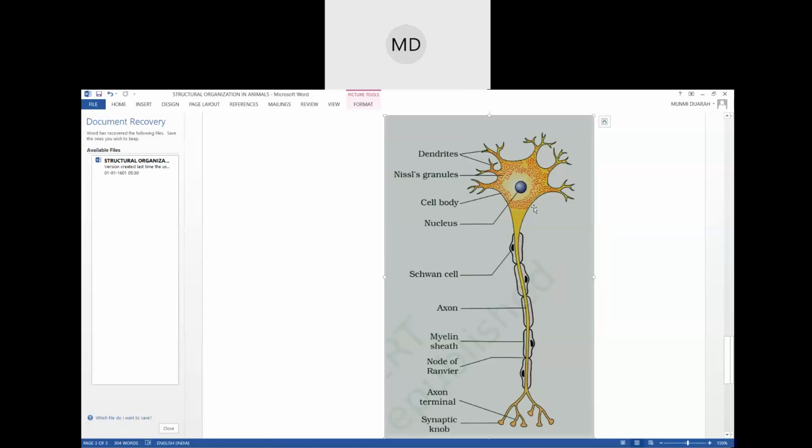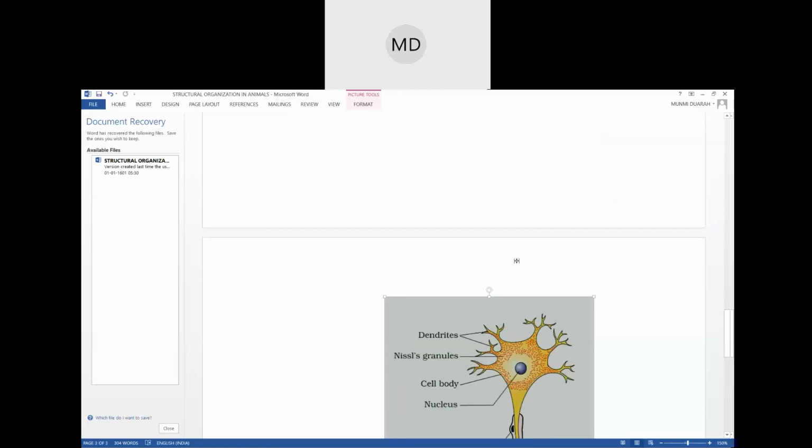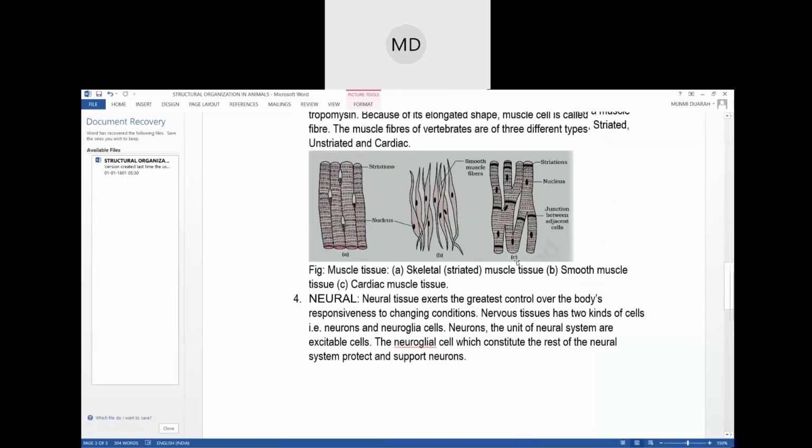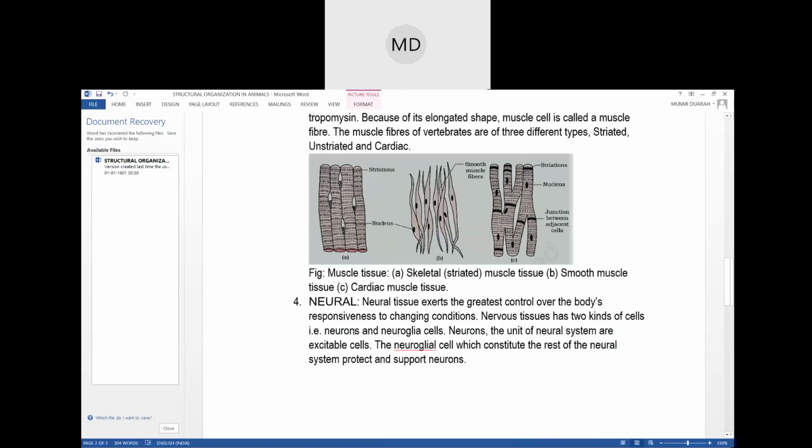Okay, and there are different types of neurons also. In some neurons, dendrites are fewer, and in some neurons dendrites are not found at all. So there are different types of neurons, but this is a normal general neuron, so studying this is enough. Okay, so this is neural tissue. Neural tissue is made up of two types of cells, that is neurons and neuroglia cells. Neurons, or nerve cells, are the same thing, and neuroglia cells include Schwann cells.